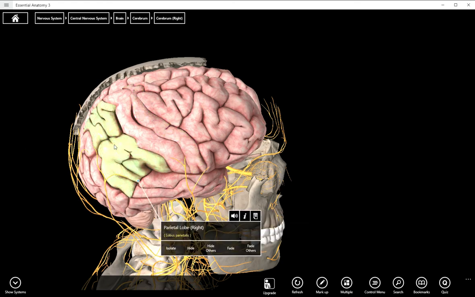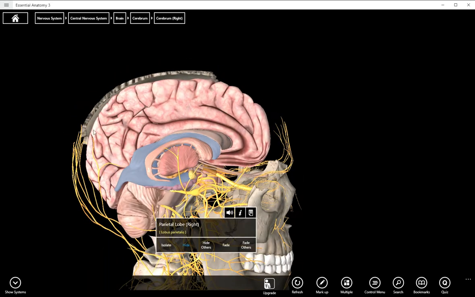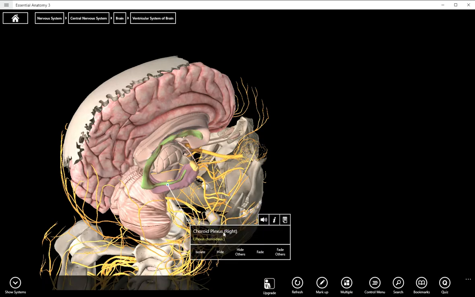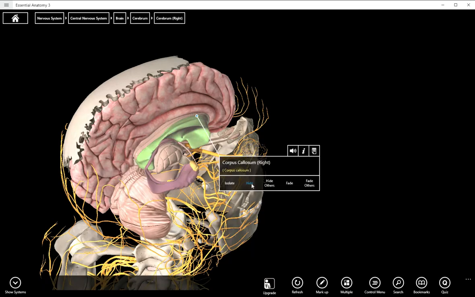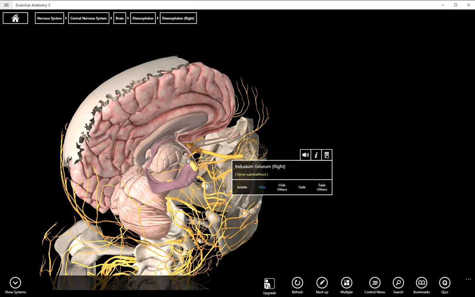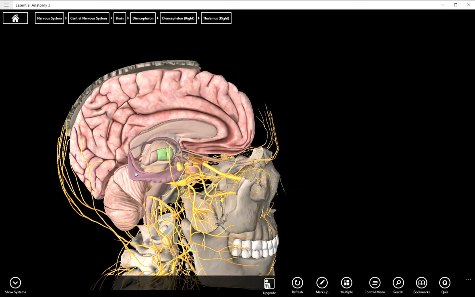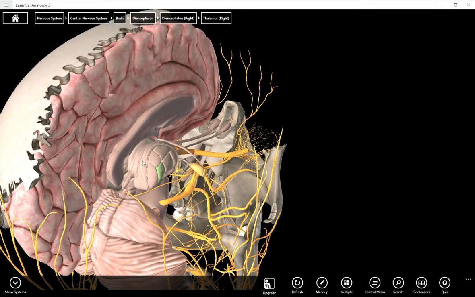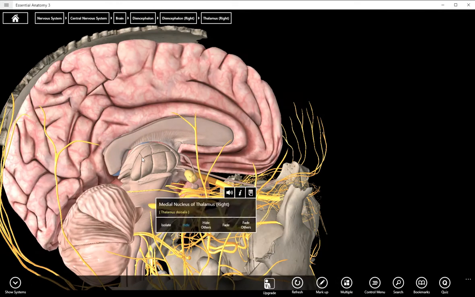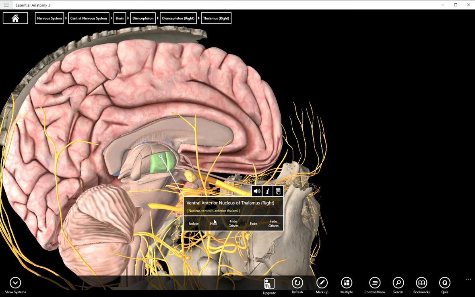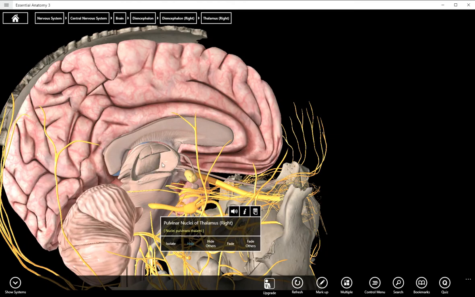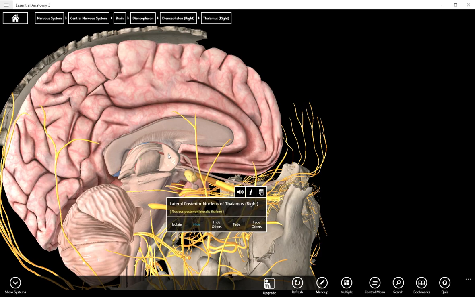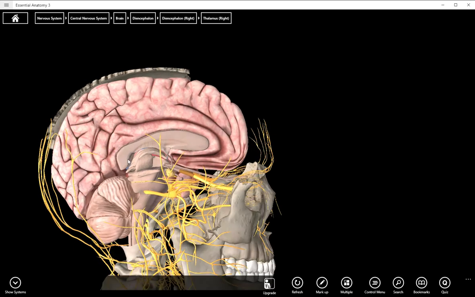Let's see if we can get a view of, yeah, it looks like we can, a sagittal view. We have to remove some ventricles and basal ganglia and things. Okay. Oh, that's cool. They break the thalamus into nuclei. That's pretty interesting. It makes it harder to remove them, though. Okay, I guess that's good enough.